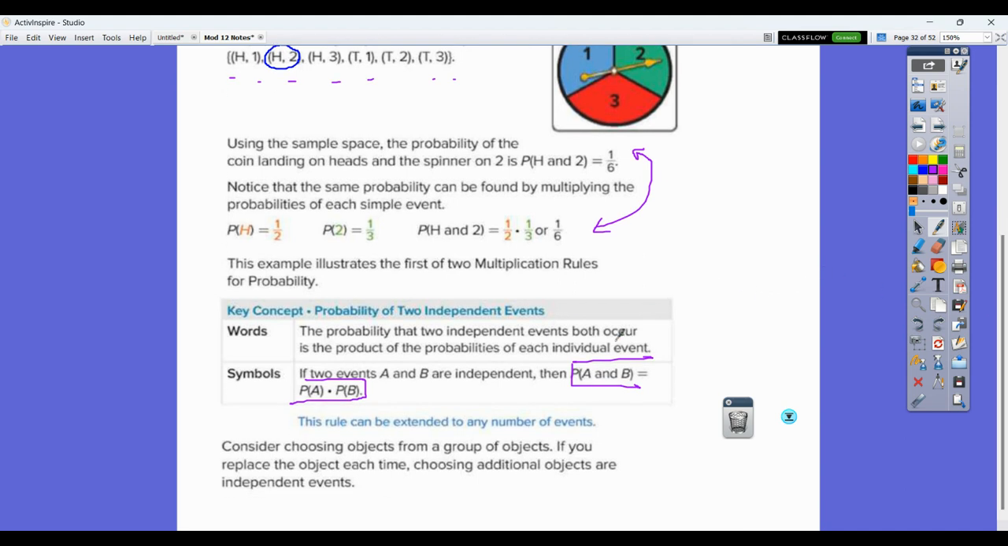Consider choosing objects from a group of objects. If you replace the object each time, choosing additional objects are independent events. Think about that, because this is something that throws people off. If you replace the object each time, then they still are independent events.